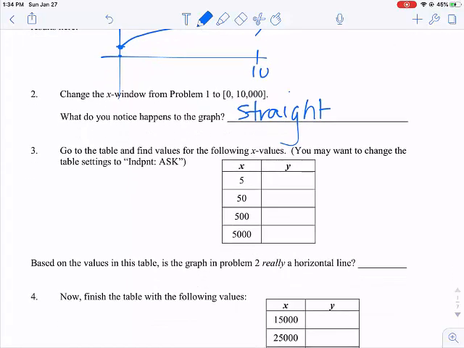So next thing we're going to do is take a look at certain values in the table. And as it suggests on the worksheet, you're going to go to the Ask feature, which is under Table Set. So second window. We've done it lots before. But just go ahead into there and make sure it's on Ask, and then change your X's to those values, 5, 50, 500, and 5,000. And you can even go another level if you want to take a look at 50,000 and see what happens. And you can see what's happening with your Y's. So go ahead, take a moment, pause the video, and write down those Y values and take a look at what they are.